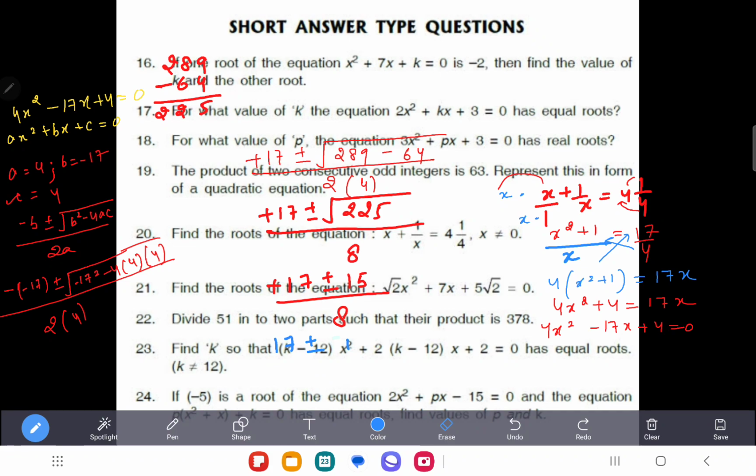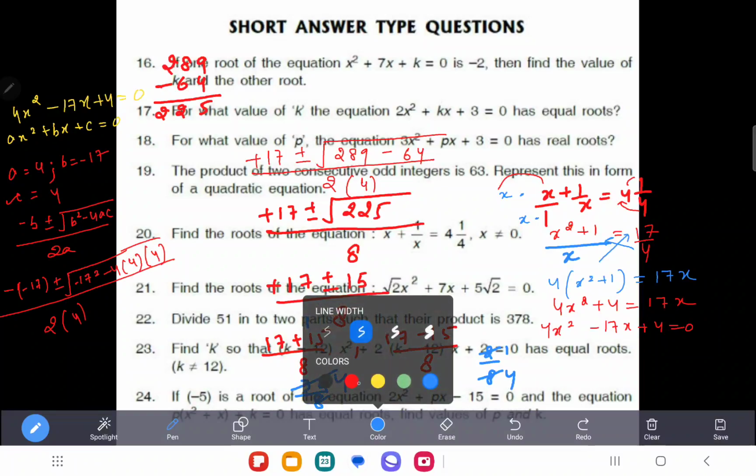I hope you're understanding. So what do you think it would be? It would be 17 plus 15 over 8, and it would be 17 minus 15 over 8. I hope you're understanding. So 32 over 8 would be 4, and here it would be 2 over 8, and that would be 1 over 4. I hope you're understanding.